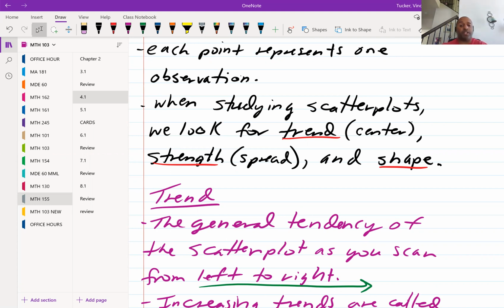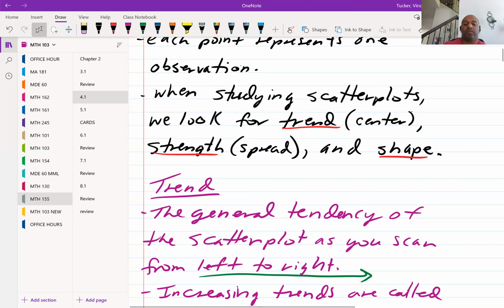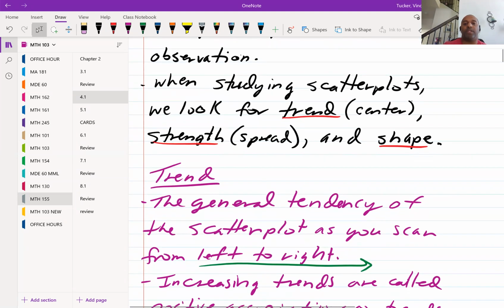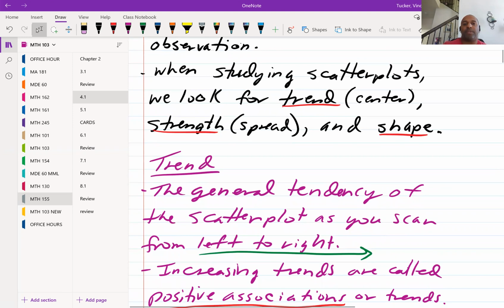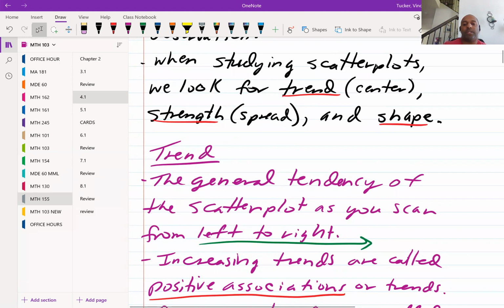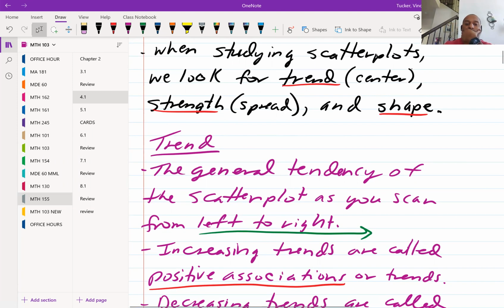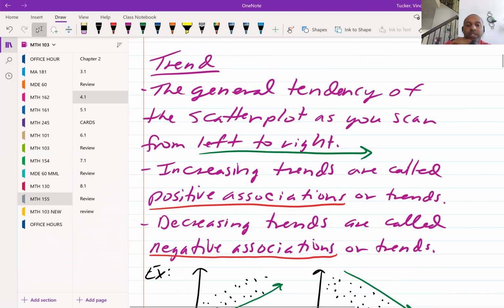So the trend is the general tendency of the scatter plot as you scan from left to right. So you always try to read your graph from left to right and look at patterns from left to right. As always, if I scroll up and you're still copying, feel free to mention it in the chat or unmute.